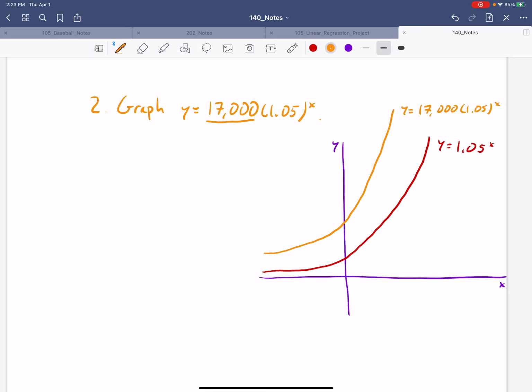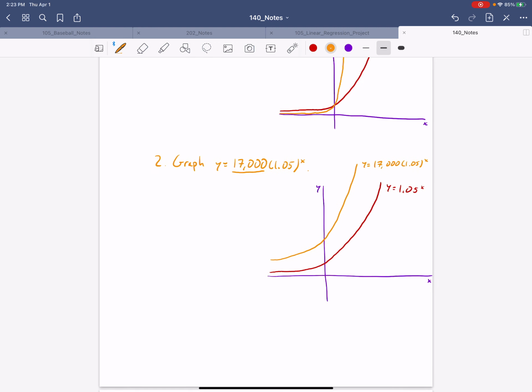So this is just basic, quick little graphing, how to graph the basic shape of an exponential function. This is what it looks like.